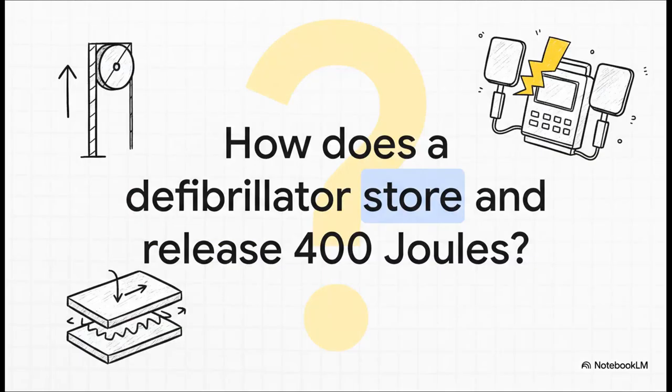So that brings us to the big question, right? 400 joules is a serious amount of energy. We're talking enough to lift a 40-kilogram person about a meter off the ground. How can a portable device like that pack such a punch and release it almost instantly? The answer isn't in chemistry, like you'd find in a battery. It's all about the physics of the electric field.